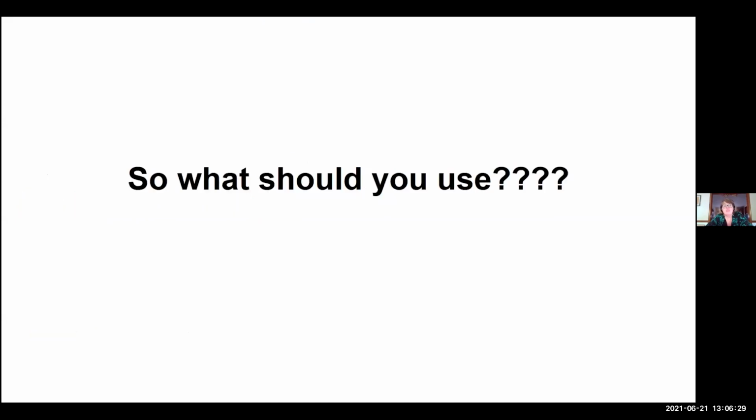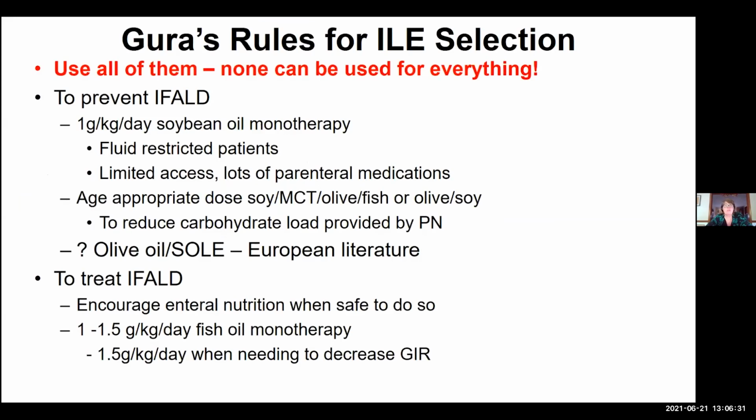So what should you use? Well, these are my rules, okay? I'll take the hit for this. This is my approach. Nobody else at Boston does this. This is what I say. We use all 3 different products. We use pure soybean oil, pure fish oil, and the MCT olive and fish oil to prevent essential fatty acid deficiency.